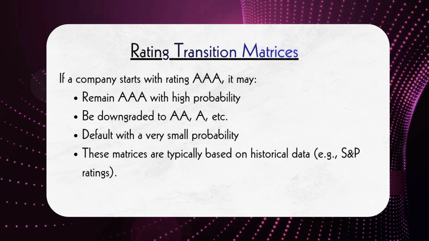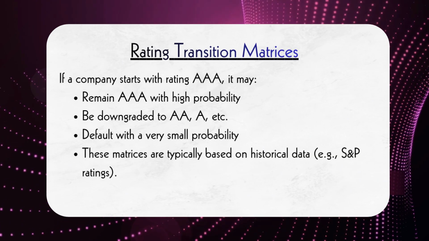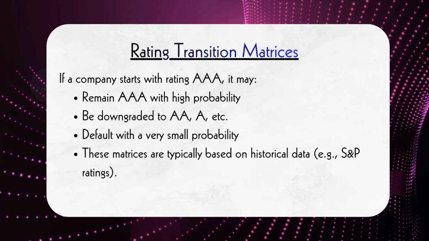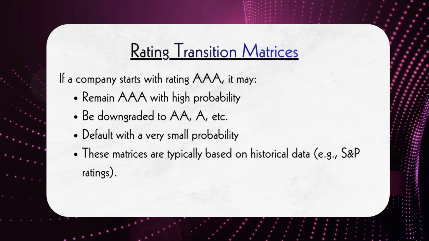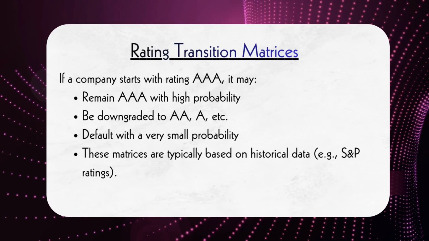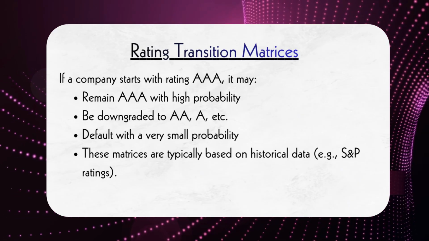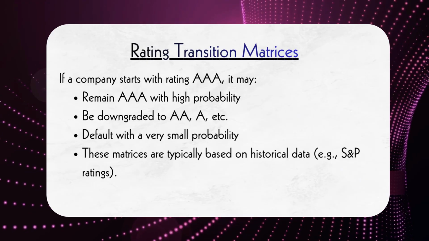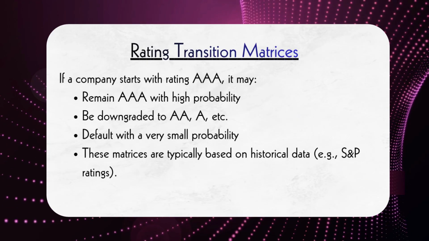For example, a company with an AAA rating has a high probability of staying AAA, a small probability of being downgraded to AA or A, and a very small probability of default. These probabilities are usually estimated using historical data from rating agencies like S&P.